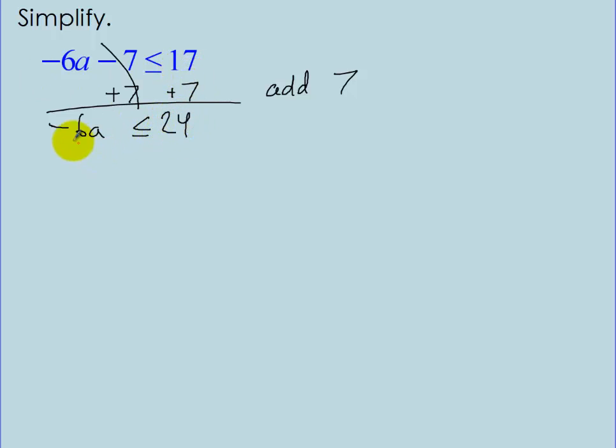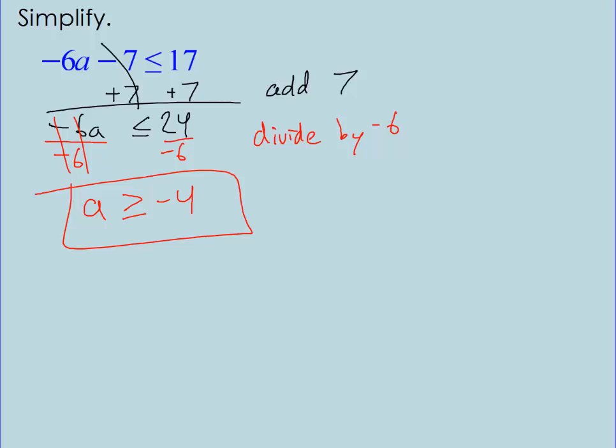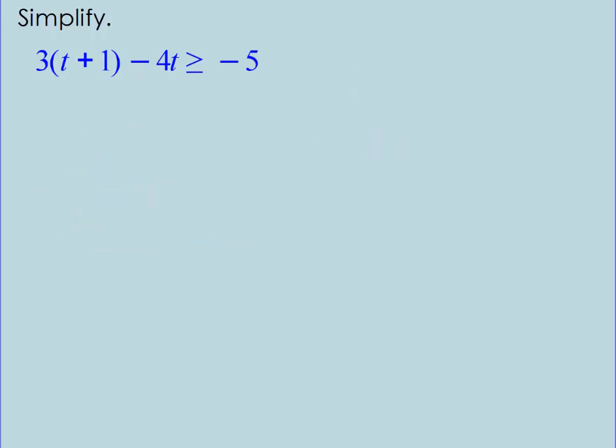Your next step, to get rid of the -6 being multiplied by the a, is to divide by -6 on both sides of the inequality. When you divide by -6, one thing you have to make sure of is that you flip that sign. So these 6 and negatives will cancel. I'm left with a is greater than or equal to 24 divided by -6, which is -4. So that's my solution. Let's try another example.